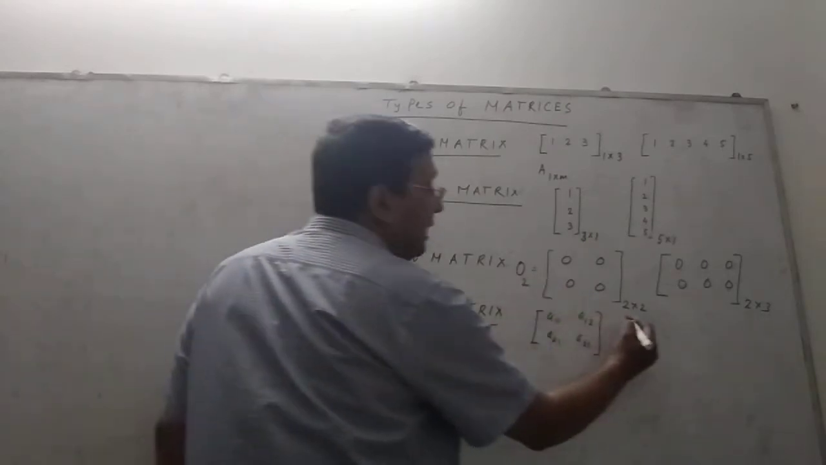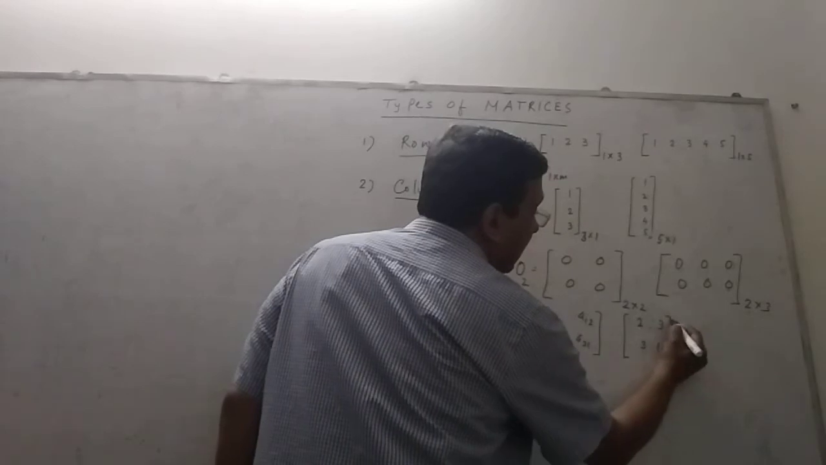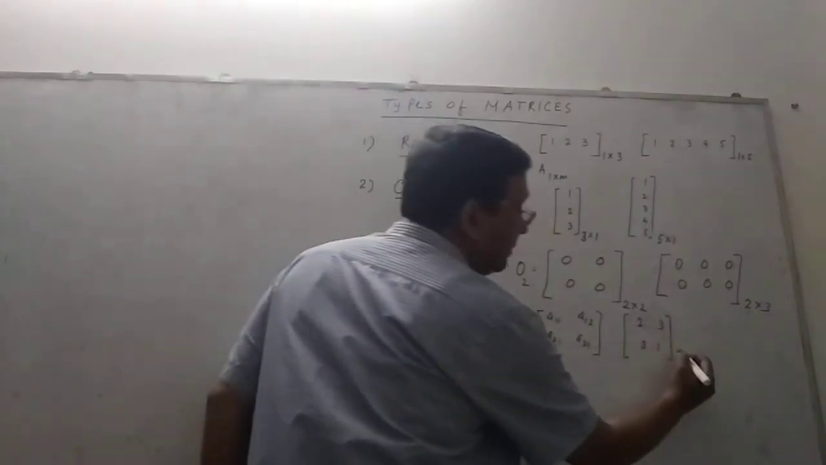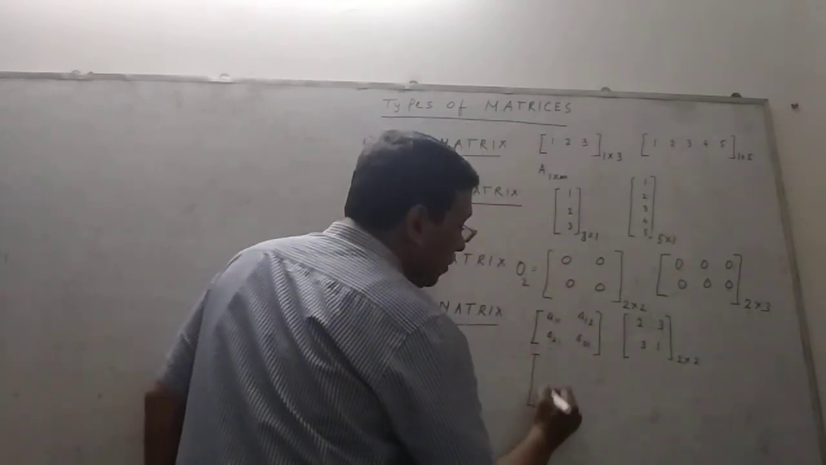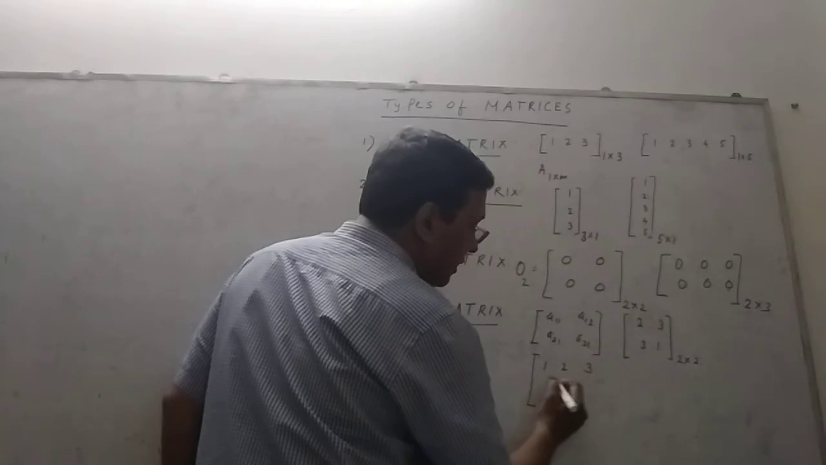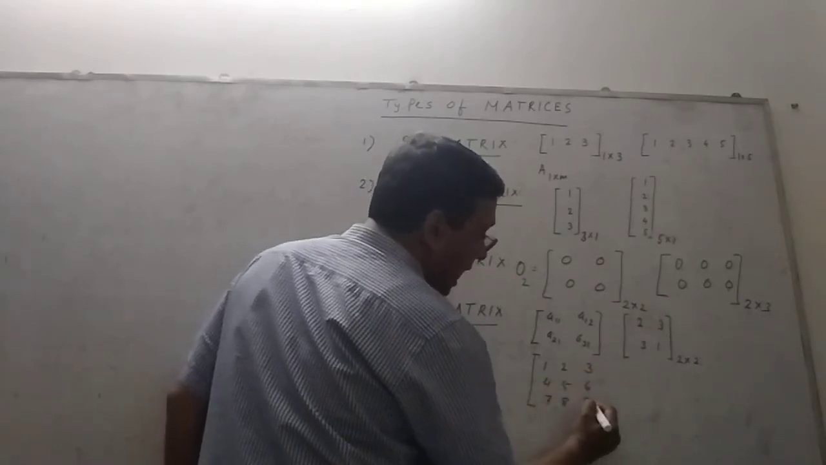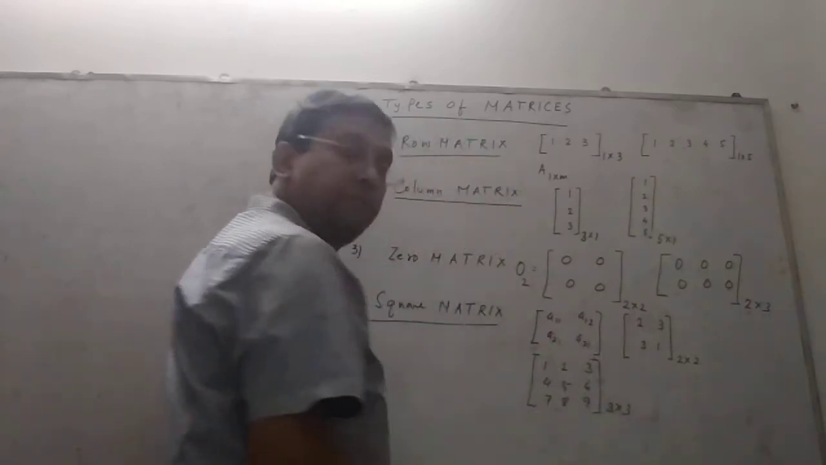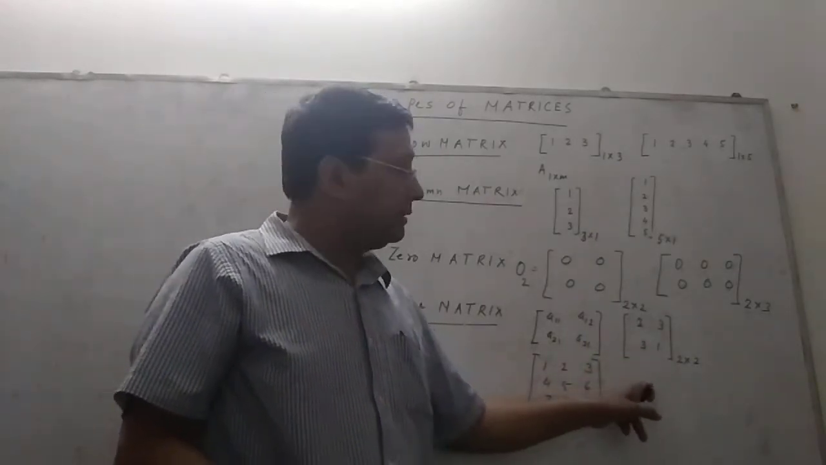And if I want to write this way also, 2, 3, 3, 1, it is a 2 by 2 square matrix. This is 1, 2, 3, 4, 5, 6, say 7, 8, 9. This is a square matrix of 3 by 3. So 3 by 3 square matrix.